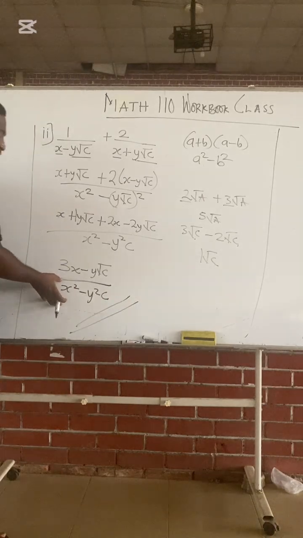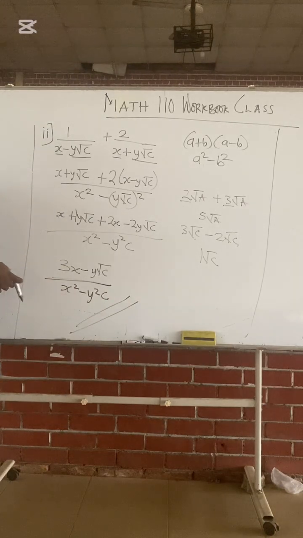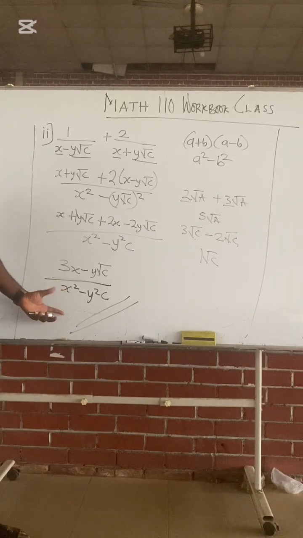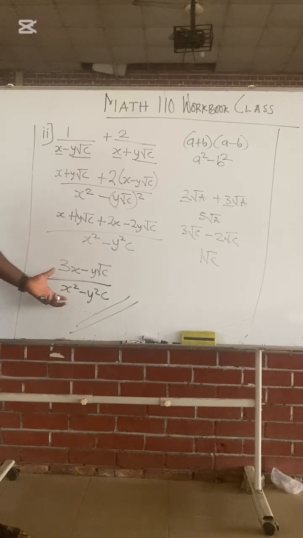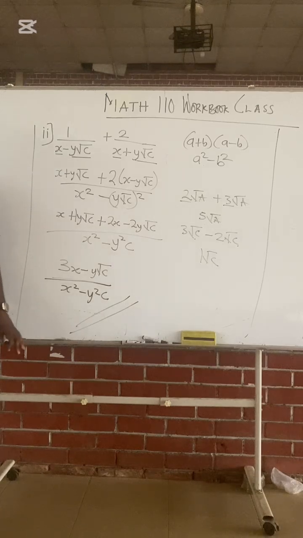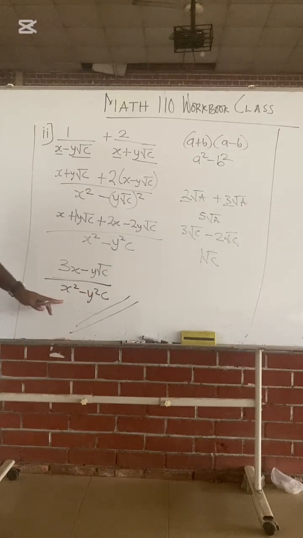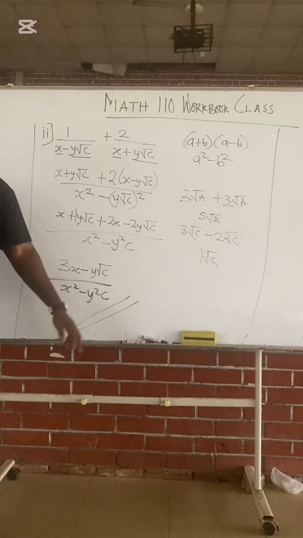Had it been we had a surd in the denominator, what would we have done? Rationalize the denominator. But at this point, class, as long as there is no surd in the denominator, this is the simplest possible form of this question. 3x minus y root C all over x squared minus y squared C.